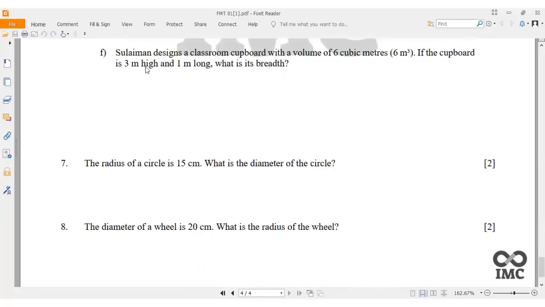Now number F. Sulaiman designs a classroom cupboard with a volume of 6 cubic meter. If the cupboard is 3 meter high and 1 meter long, what is the breadth? So breadth equal to volume divided by length into height. So here volume is 6 and length is 1 and height is 3. So 6 divided by 3, that will be 2 meter.